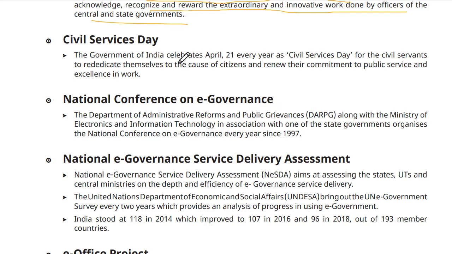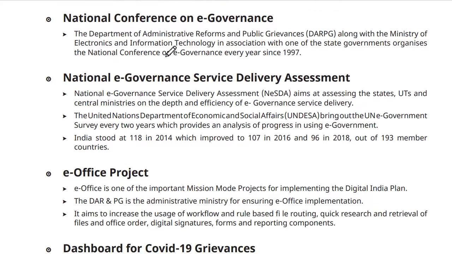Civil Services Day. The government celebrates Civil Services Day on 21 April every year for civil servants to rededicate themselves to the cause of citizens and renew their commitment to public service and excellence in work. National Conference on E-Governance. The Department of Administrative Reforms and Public Grievances, along with the Ministry of Electronics and Information Technology, in association with the state governments, organizes the National Conference on E-Governance every year since 1997.